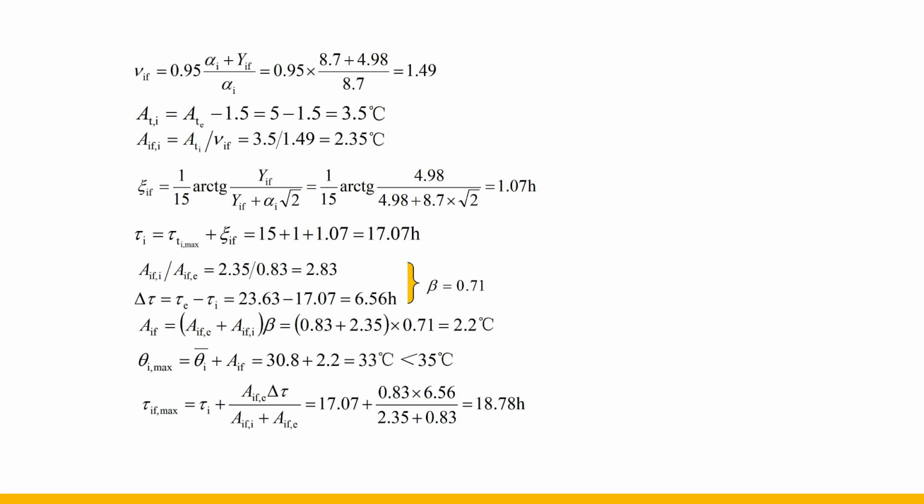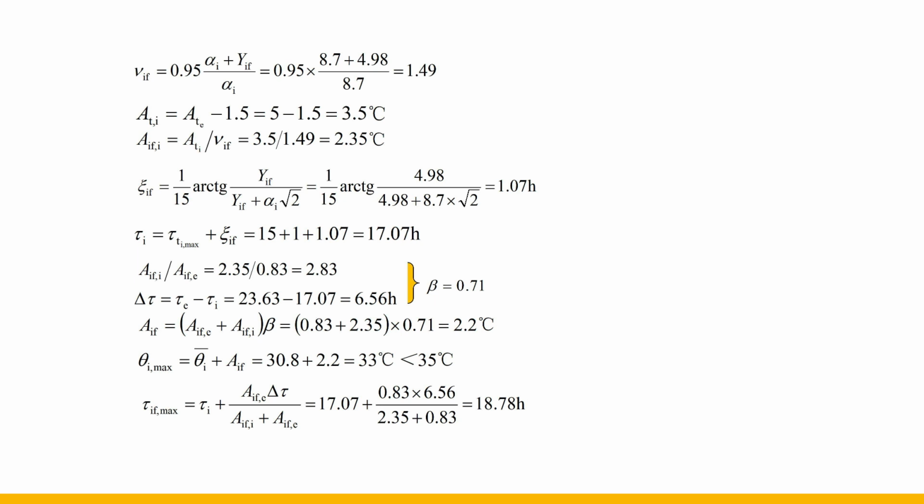Then the inner surface temperature amplitude is equal to the sum of AIFE and AIFI multiplied by beta, equal to 2.2 degrees Celsius. Then, considering the superposition of indoor and outdoor harmonic, the maximum value of the inner surface temperature is the average inner surface temperature 30.8 plus the amplitude of the inner surface temperature, which is equal to 33 degrees Celsius. By comparing this value with the maximum outdoor temperature of 35 degrees Celsius, it can be seen that it meets the insulation standard.